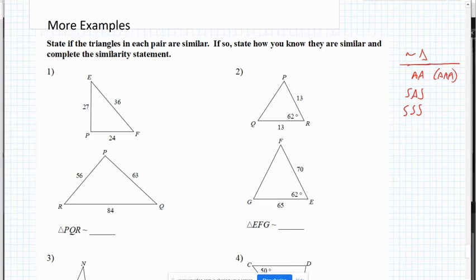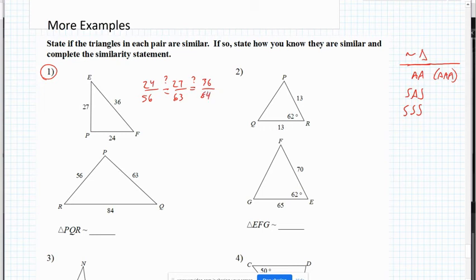Okay, so for problem number 1, we're given 3 pairs of sides. So if we match up the smallest side, 24, with the smallest side, 56, is that the same as the medium side, 27, over the medium side, 63? So we'll put a question mark there. Are those the same? And is that the same as the longest side, 36, over the longest side, 84?